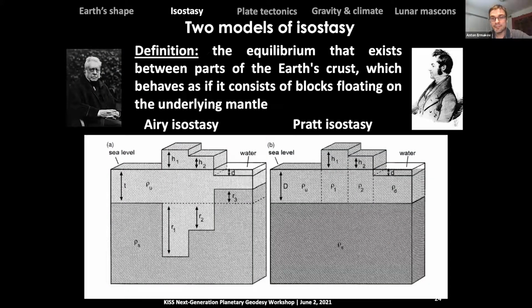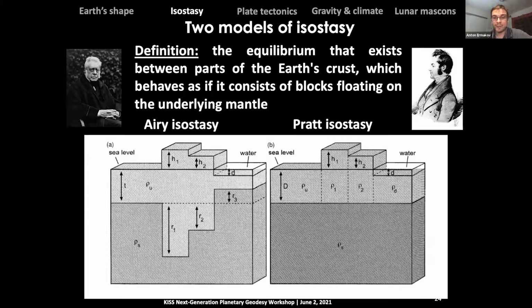In 1855, Airy, just here, and Pratt independently proposed two rather similar hypotheses to explain this phenomenon, which are now known as the Airy and Pratt models of isostasy. The two models call to mind the Archimedes principle, which says that a floating body displaces its own weight of the fluid in which it is immersed.